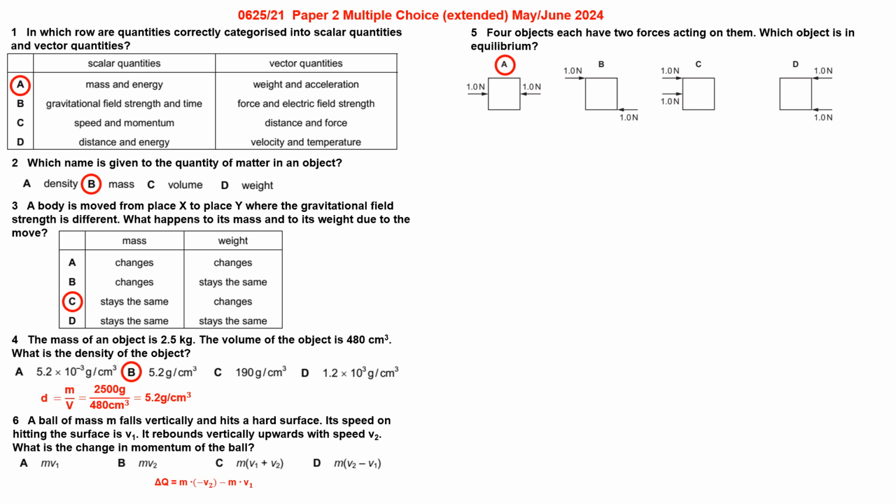For the ball, the initial momentum before it hits the surface is the product of its mass and the velocity v1. After rebounding, the final momentum of the ball is the product of its mass and the negative velocity, minus v2, since this direction is opposite to that of v1. Therefore, the change in momentum of the ball can be expressed as follows. The negative sign in the equation indicates that the momentum is directed upward after the bounce.